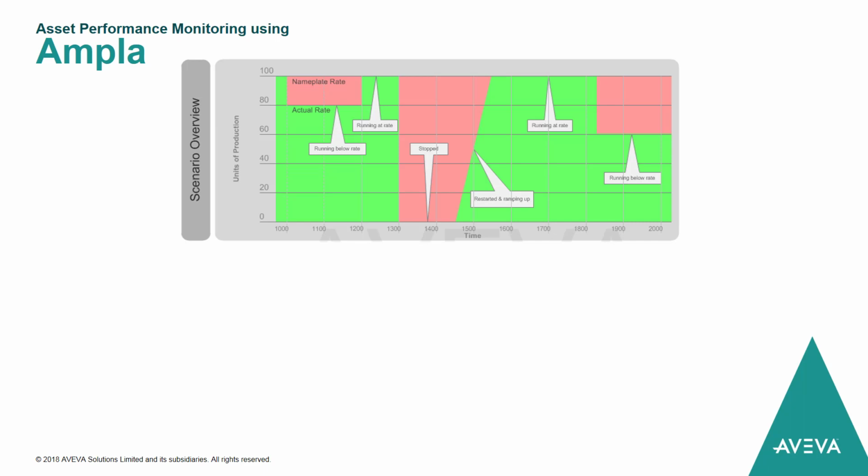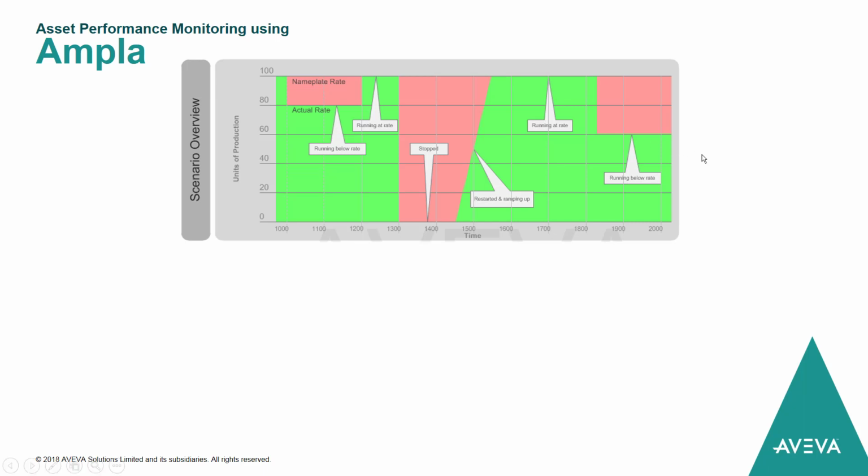We also have in the middle there a period of time where the asset is stopped and not producing, and then we also ramp up to a healthy running rate again, and then there's quite a drop towards the tail end there where we're running well below the target rate.